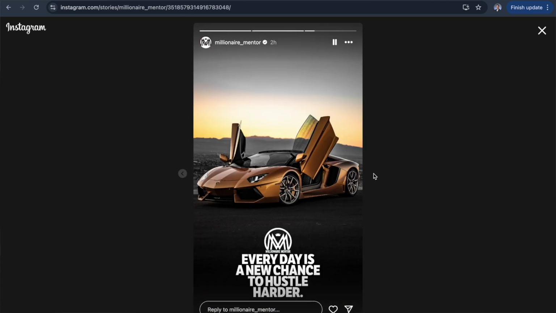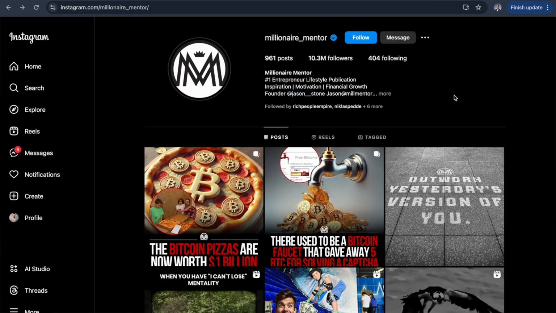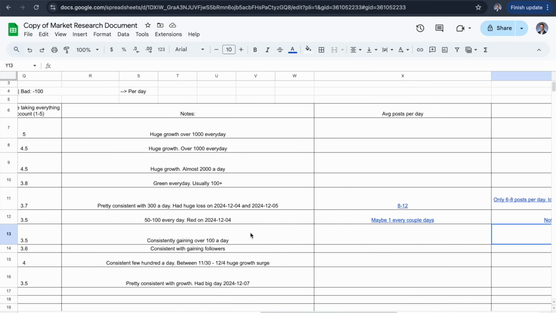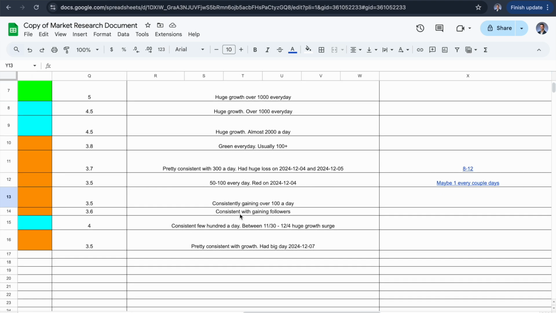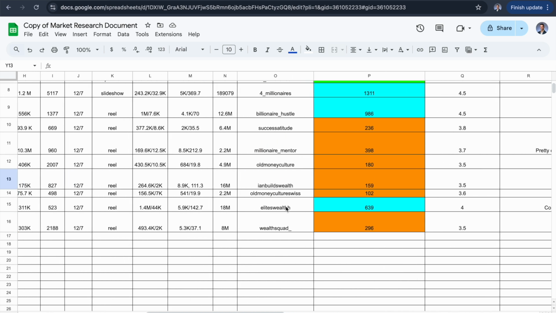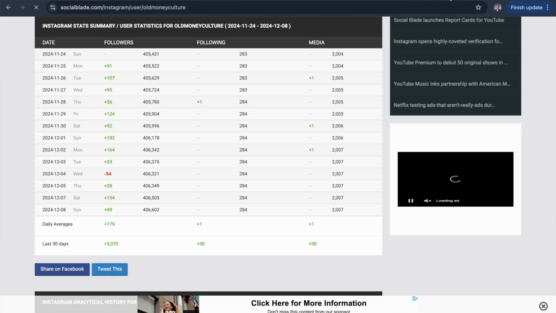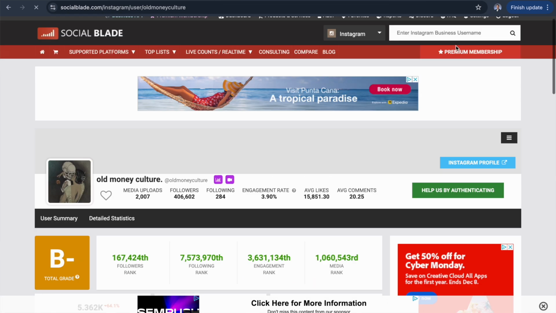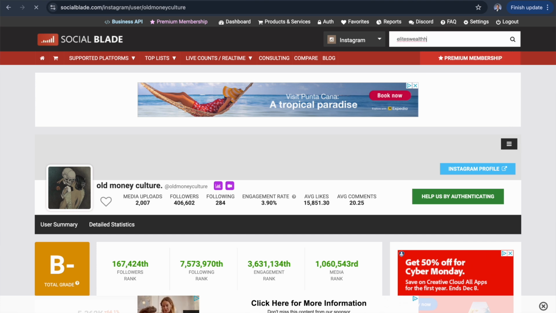Yeah, so they do have a... so it looks like they're pretty consistent, or at least they have a story, which is good. Okay, let's see. Consistent, consistent, huge growth surge. So let's find out what happened there. Okay, Elite's Wealth, copy that. Here, let's go to Social Blade just so we can see the growth surge.